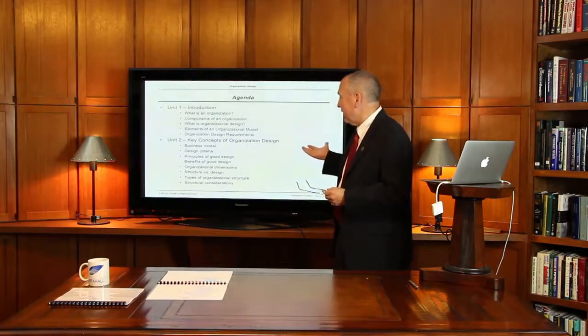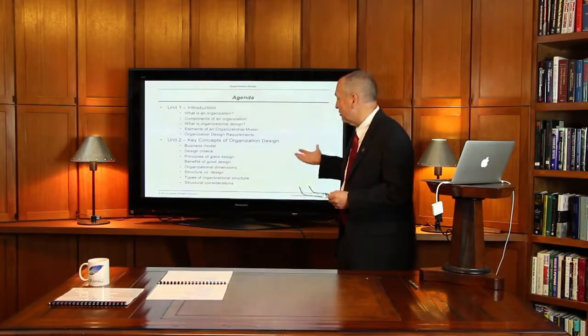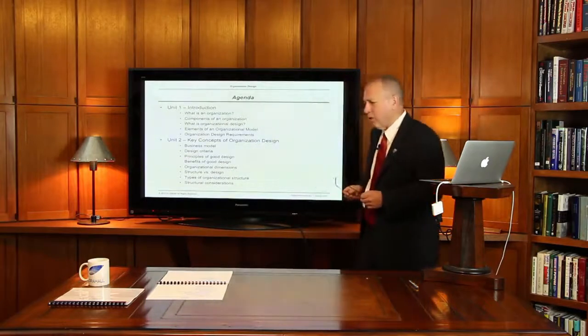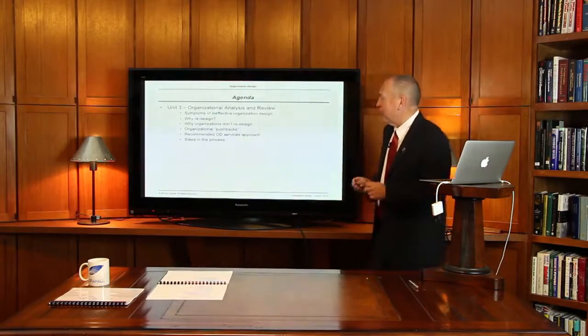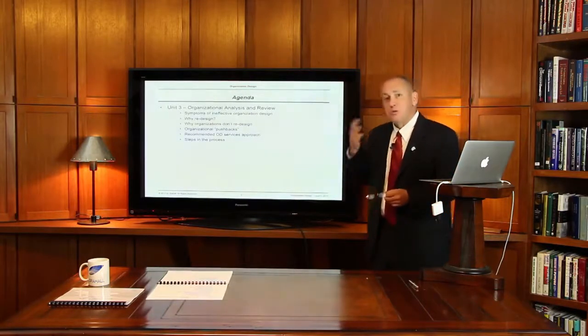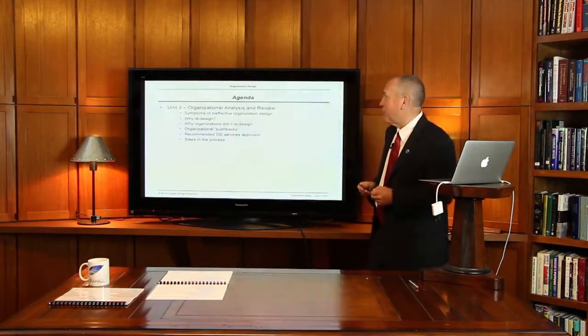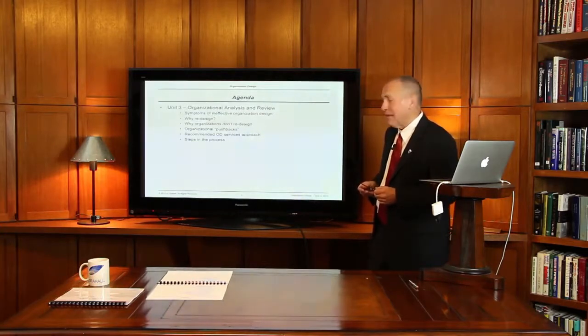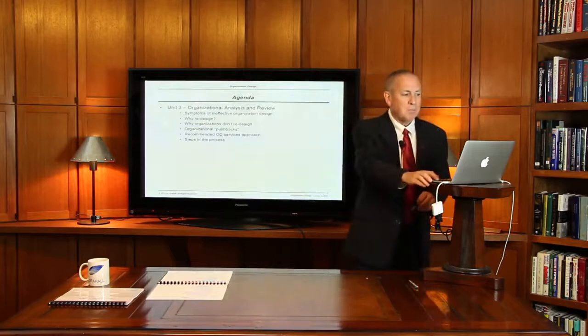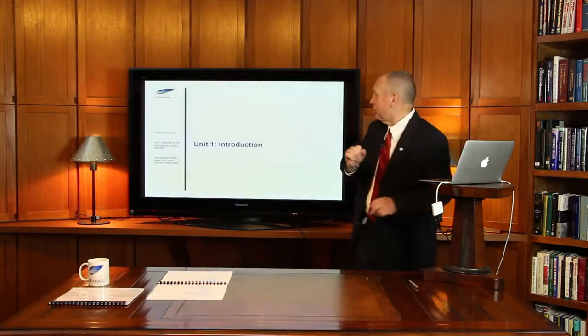In Unit 2, we're going to get back into key concepts in terms of criteria, dimensions, etc. So Unit 2 is probably the most technical part of what we're going to look at. Unit 3 then, we'll get into organizational analysis. So you do organization design, if you will, through analysis and review. We'll look at some of the symptoms of ineffective organization design, why organizations should and don't redesign, and the steps in the process. So that's our agenda. So let's get going. So Unit 1, introduction, as we talked about.